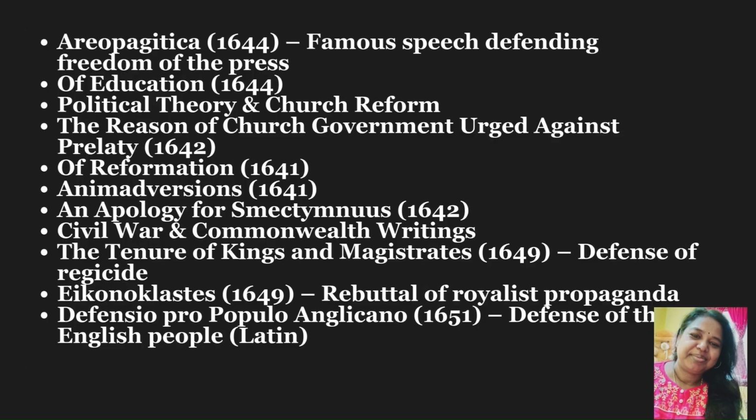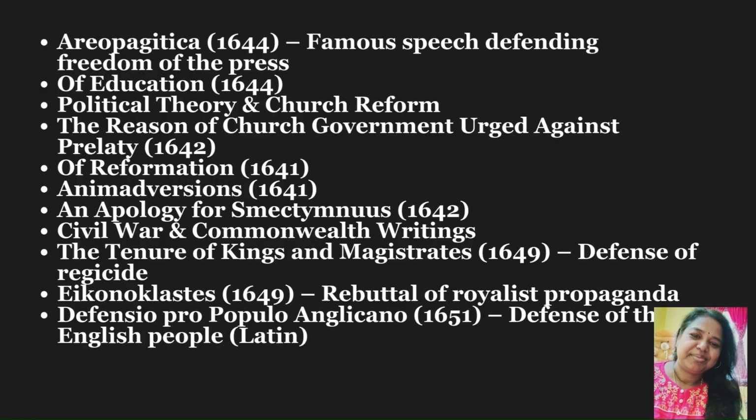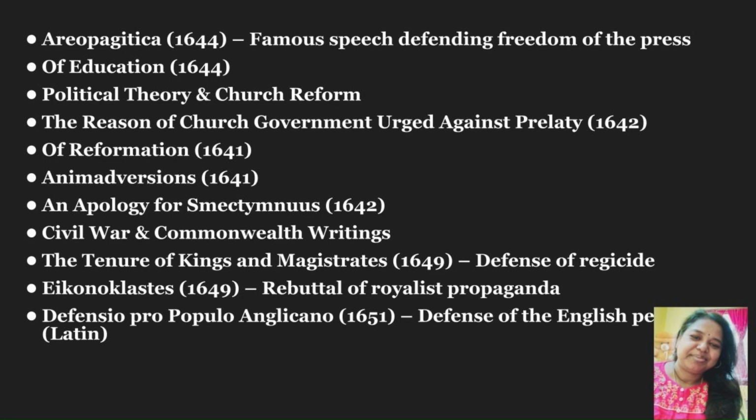Civil War and Commonwealth writings. The Tenure of Kings and Magistrates was written in 1649. Eikonoklastes, a defense of regicide, was written in 1649. A rebuttal of Royalist propaganda, Defensio pro populo Anglicano, was written in 1651, a defense of the English people, in Latin.